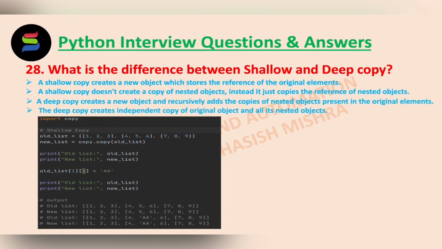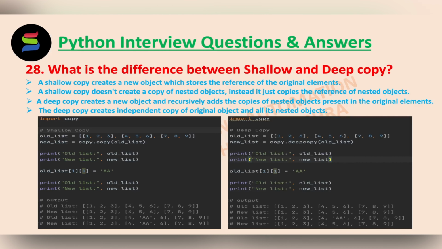Let us see what deep copy is first. Deep copy creates a new object and recursively adds the copies of nested objects present in the original elements. Deep copy is performed using the deep copy function. Here you can see we are using deep copy. Whatever we added here is the same, the only thing is that here we used copy.copy, and here we have used copy.deepcopy. So this is your shallow copy, this is your deep copy. Deep copy is performed using the deepcopy function, which is again present in the copy module. The deep copy creates an independent copy of the original objects and all its nested objects. That is the main difference.